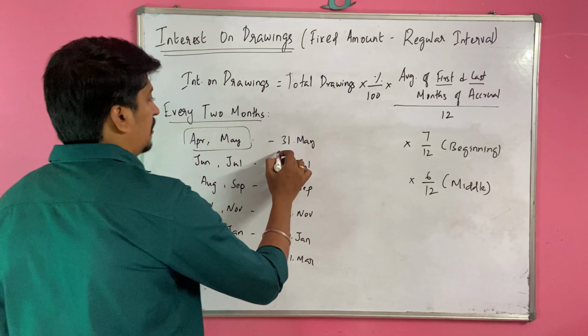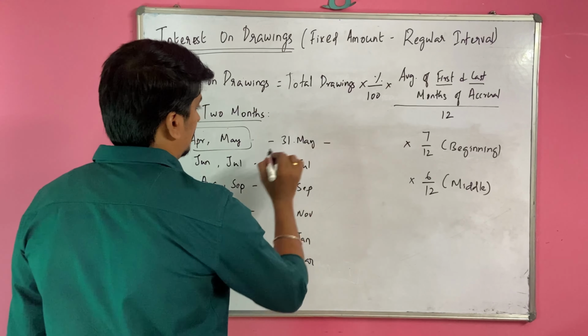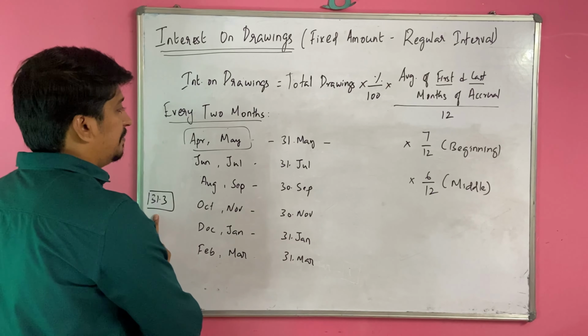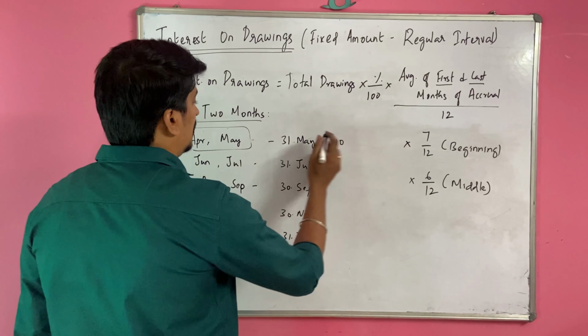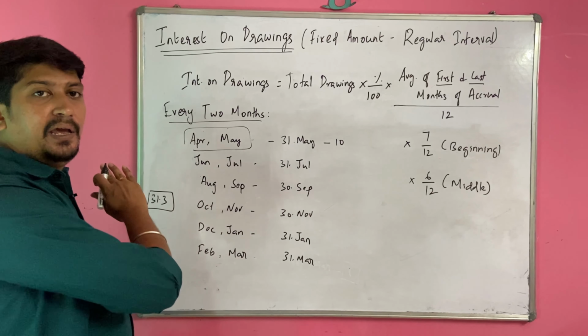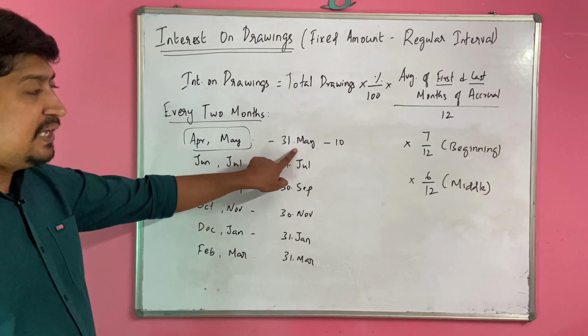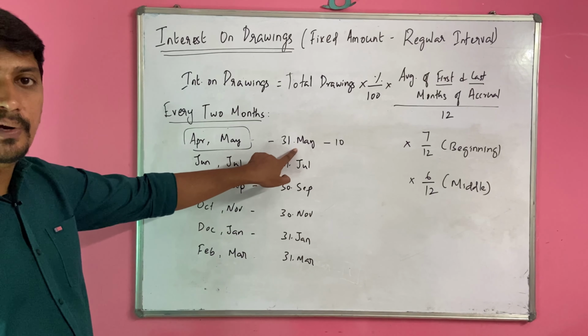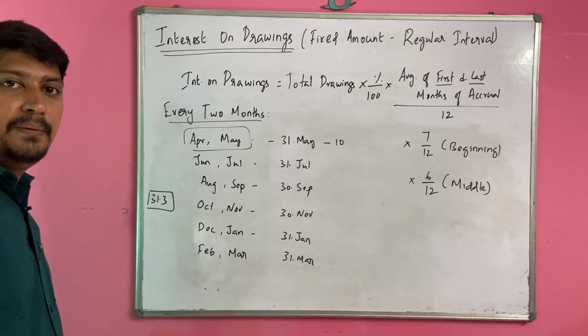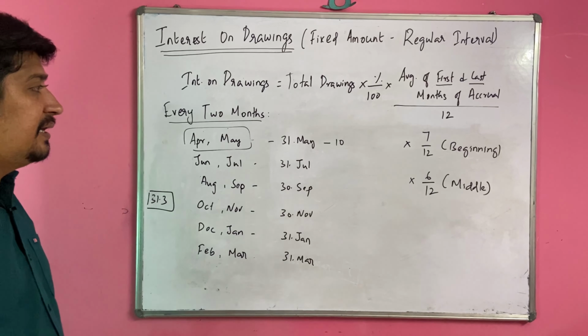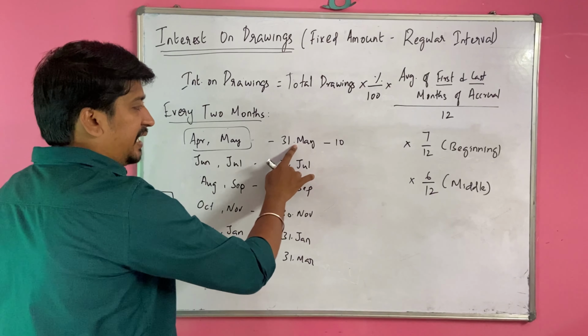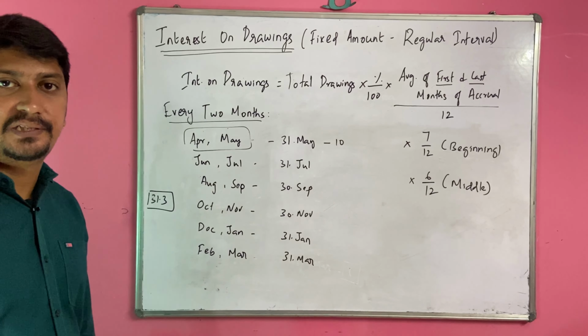For the amount drawn at the end of the first 2 months, that is on 31st May, till 31st March, it is exactly 10 months. 2 months over. April, May over. He drew at the end of May only. May cannot be included because May is over. Only the remaining months you have to take. So the remaining 10 months are there. So for this date's drawing he has to pay 10 months' interest.